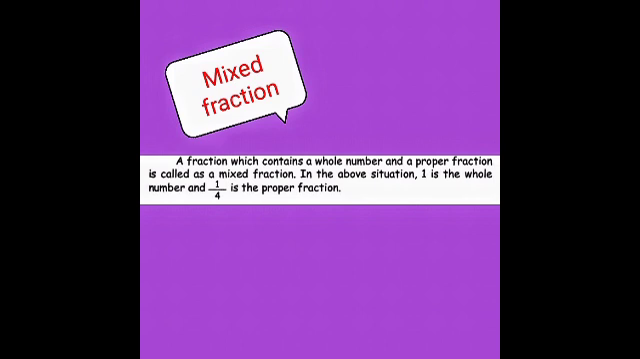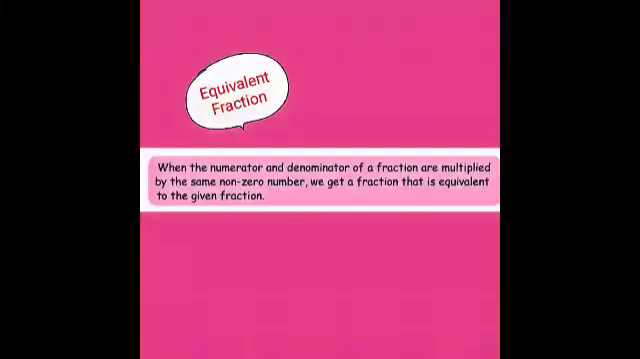Next is the equivalent fraction. Equivalent fraction means when we multiply the numerator and the denominator by the same non-zero number, we get one more fraction. That fraction is called an equivalent fraction of the given fraction. Did you all understand the types of fractions?